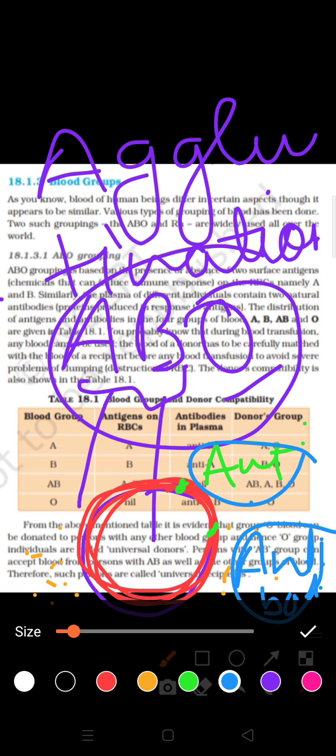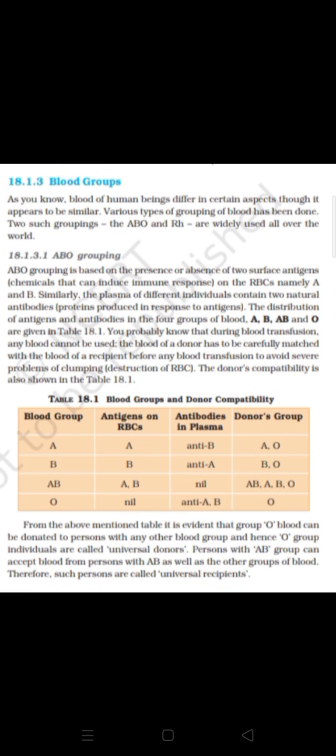Are you getting my point? Antigens are known as agglutinogens, and antibodies are known as agglutinins. On the basis of these two, please keep this in your mind, antigen and antibody. We will read about different kinds of blood groups. So one by one we will discuss it here.